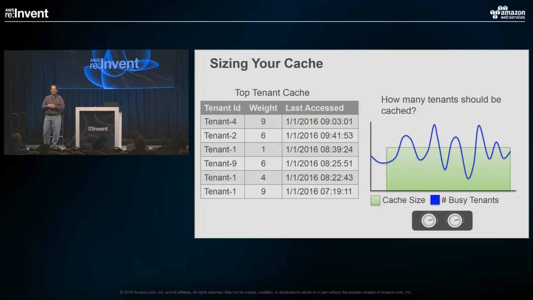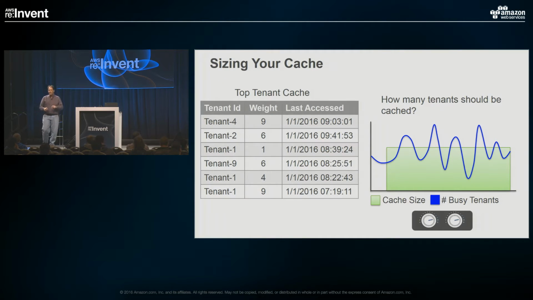But if you look at the blue line on my graph here, which is a graph of the number of busy tenants I'm detecting, you can see that there are times when the number of busy tenants spikes and I get this sort of erratic behavior. And so do I say as that spikes that I should over-provision the cache and create a much bigger cache to accommodate however many busy tenants there are? Well, that doesn't seem like a very practical solution either.